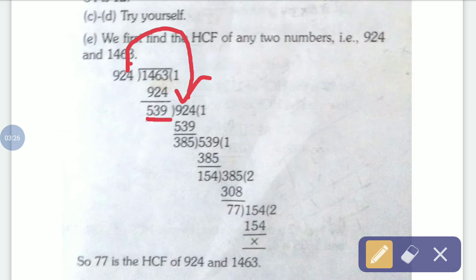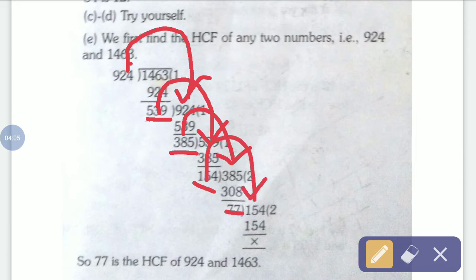So your divisor will become your dividend. So 924 divided by 539, ones are, you will get the remainder 385, and then again your divisor 539 will become your dividend. So 539 divided by 385, so again ones are, you will get the remainder 154, so 385 will become your dividend, and then 154 twos are 308, so you will get the remainder 77, and your 154 will become your divisor. So 154 divided by 77, so 77 twos are 154, so you will get the remainder 0. So 77 is the HCF of 924 and 1463, as it is the last divisor.